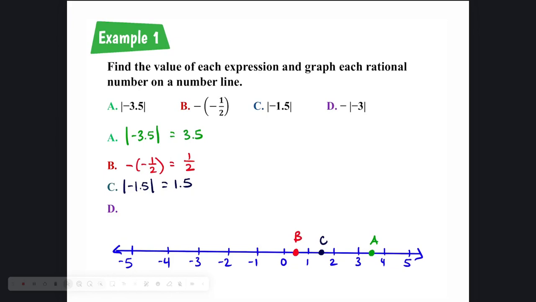Problem D. What is the opposite of the absolute value of -3? Because the absolute value of a number is always positive, the opposite of the absolute value of a number is negative. The absolute value of -3 is 3, and the opposite of this is -3. We will plot this as point D on the number line.